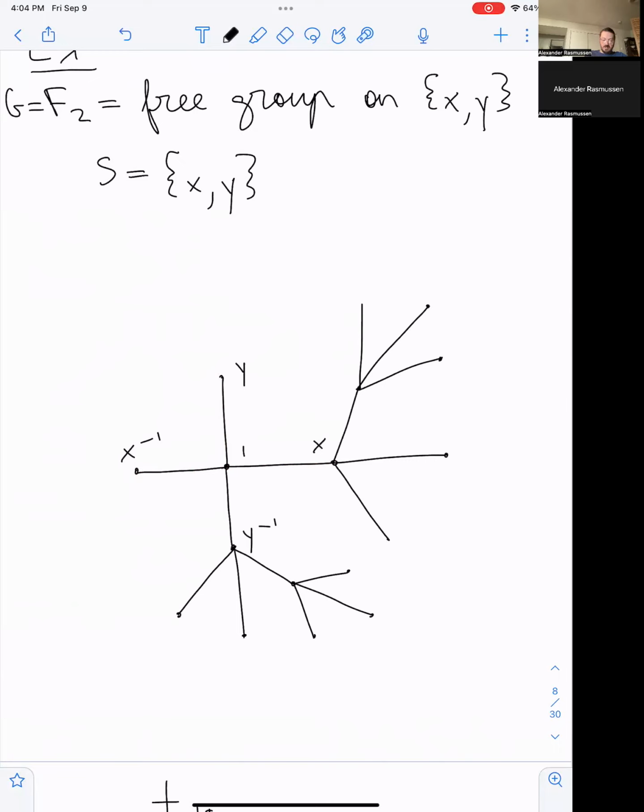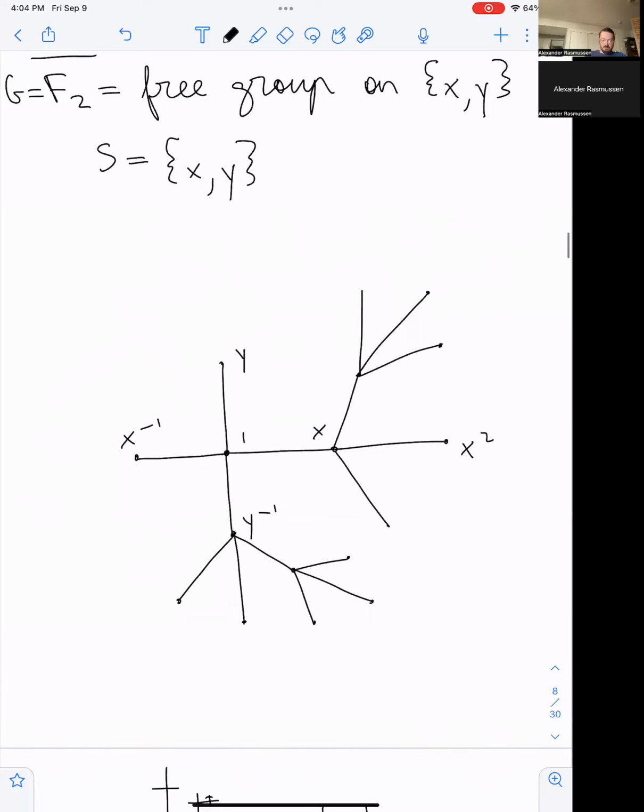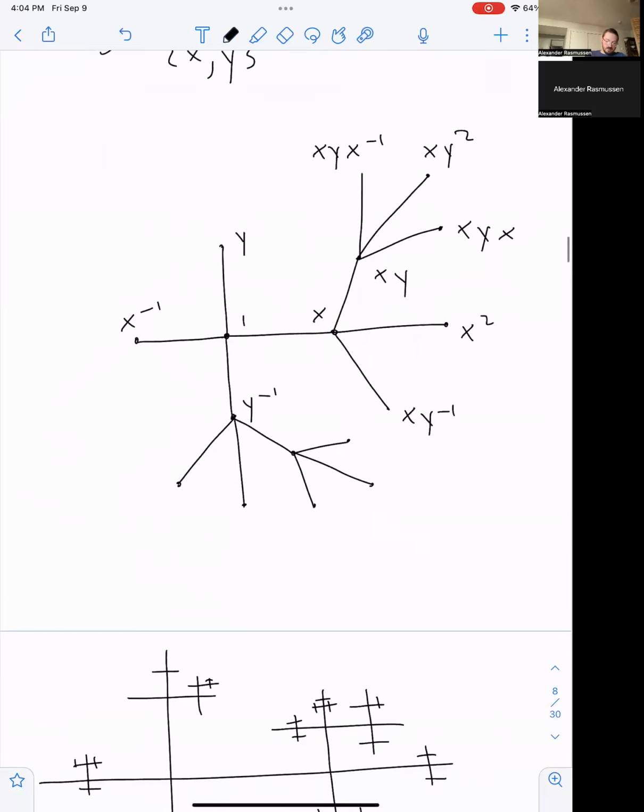So from x, you could multiply by x to get x squared. You could multiply by y inverse. You could multiply by y. Or you could multiply by x inverse, but that just takes you back to the identity. So x will have 4 neighbors like this. And we keep going. So from xy, you could get xy squared, xyx, xyx inverse, or you could multiply by y inverse, that takes you back to x, and so on. So you just keep going.